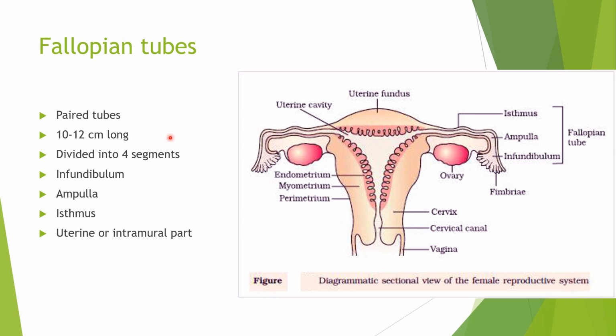So fallopian tubes are the paired tubes. They are nearly 10 to 12 centimeters long. They are divided into four segments.